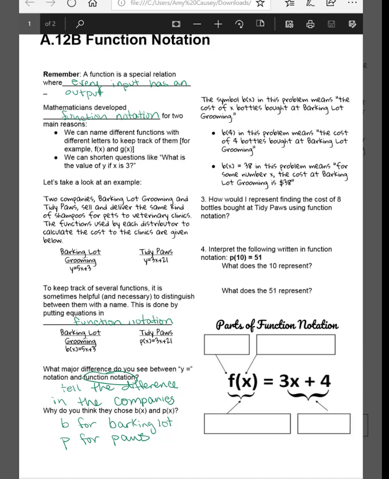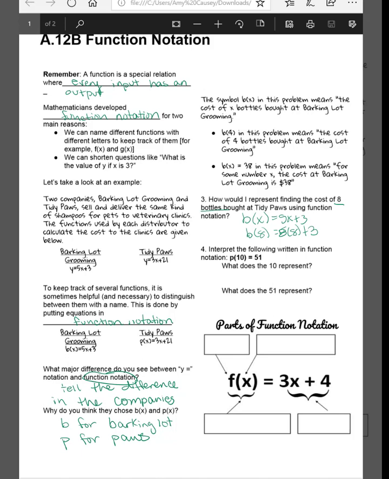How could I represent finding the cost of 8 bottles bought at Tidy Paws using function notation? Well, if x is the number of bottles and they want to know how much 8 bottles cost, instead of b of x equals 5x plus 3, we could use b of 8, since we know how many bottles they're going to be buying.